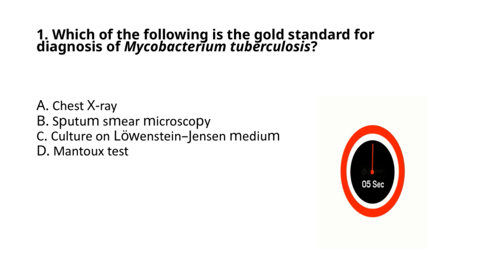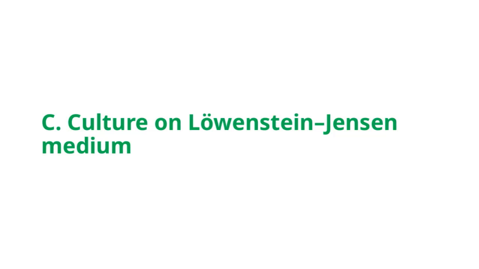Then there's culture on Lowenstein-Jensen medium, which is considered the gold standard. Although it takes longer, sometimes weeks, it provides definitive identification of Mycobacterium tuberculosis. Lastly, the Mantoux test, or tuberculin skin test, helps identify exposure or immune response, but doesn't distinguish between active and latent TB. So, when considering diagnostic accuracy and confirmation, the culture on Lowenstein-Jensen medium remains the gold standard for diagnosing active tuberculosis.